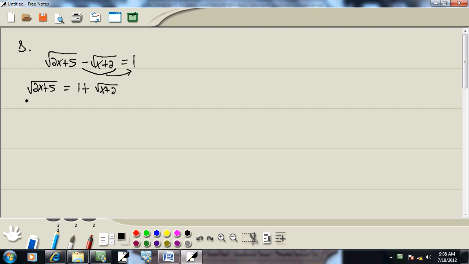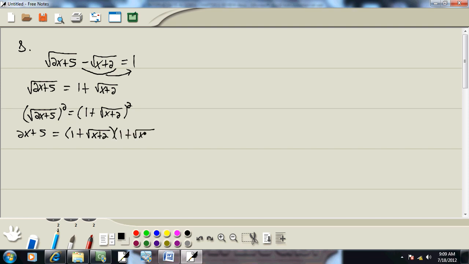Step 2, raise both sides to a power equal to your index. This is a square root, so we'll square both sides. Now over on this side, when the index matches the power, they cancel each other out, so we're left with 2x plus 5. And over on this side, since there's a plus in here, you can't do the same thing. So we rewrite this as 1 plus square root of x plus 2 times 1 plus square root of x plus 2.